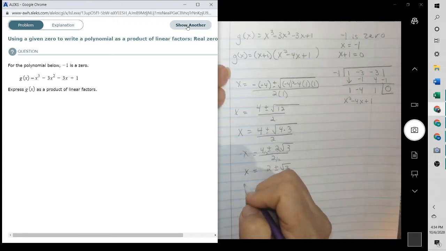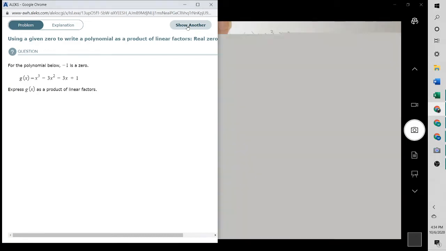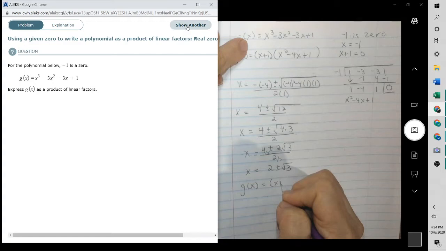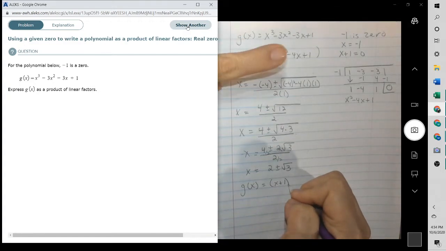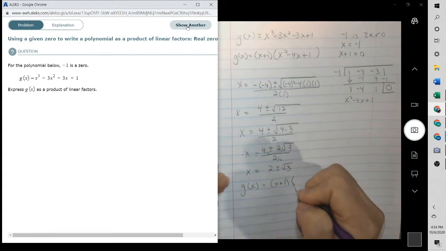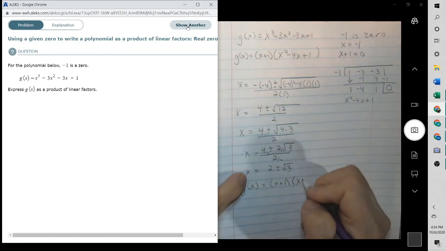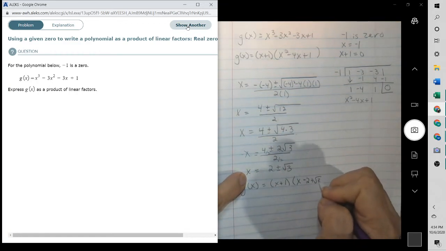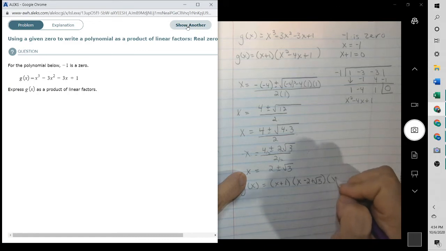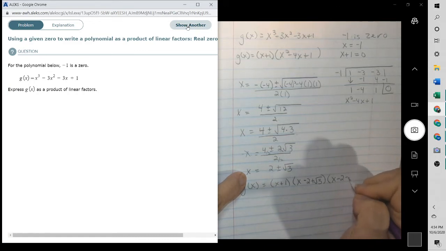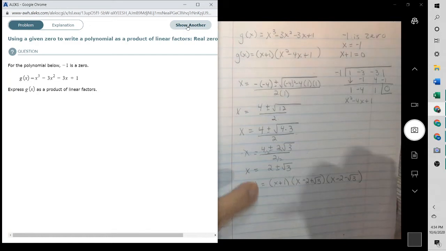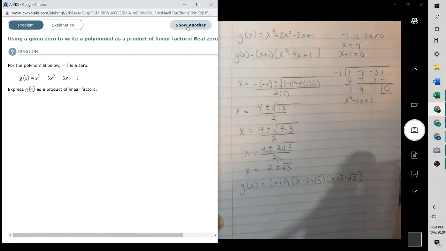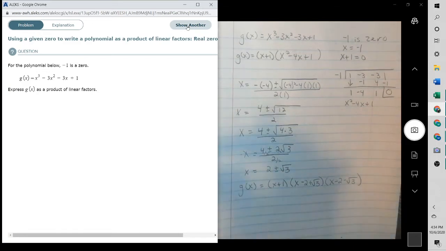So our factors are the x plus 1 that's up here, and then this one would be x minus 2 plus radical 3 and x minus 2 minus radical 3. And that would be our factors. Let's try one more.